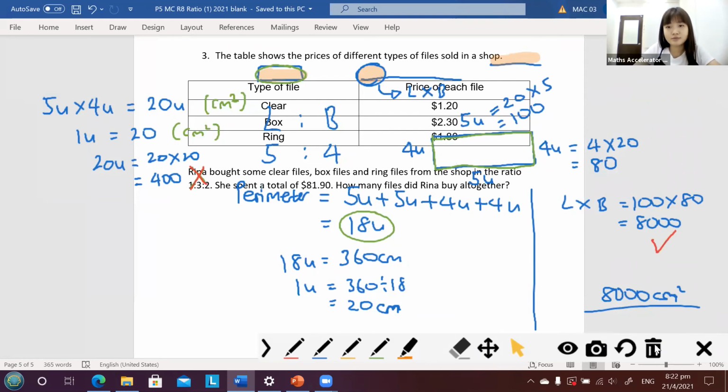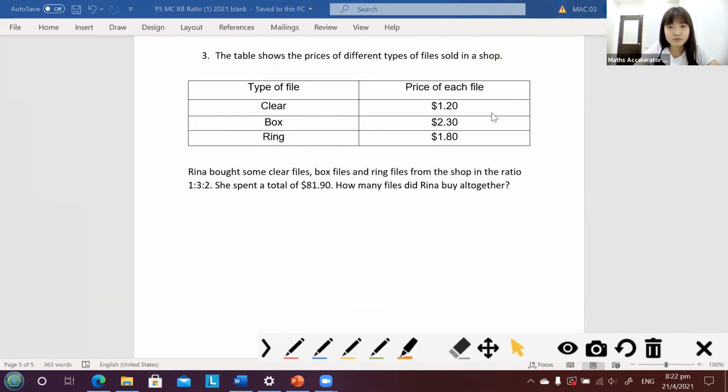Okay, question 3. The table shows the prices of different types of files sold in the shop. So we have clear files, box files, and ring files. We now bought some clear files, box files, and ring files from the shop in the ratio 1:3:2. Let's write the ratio down first.